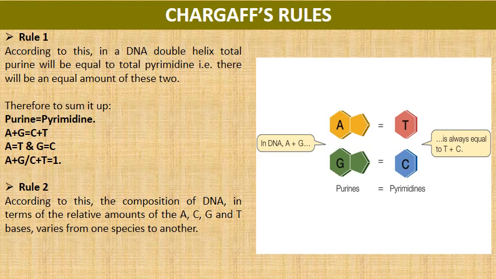The second rule states that the composition of DNA in terms of the relative amounts of A, C, G and T bases varies from one species to another, but is constant within a species. This molecular diversity added evidence that DNA could be the genetic material.